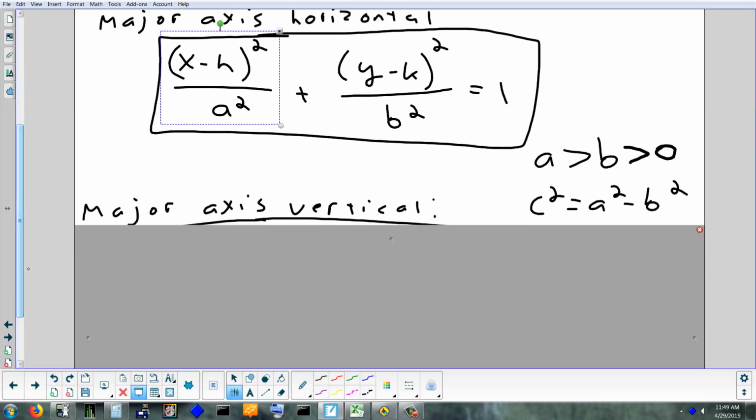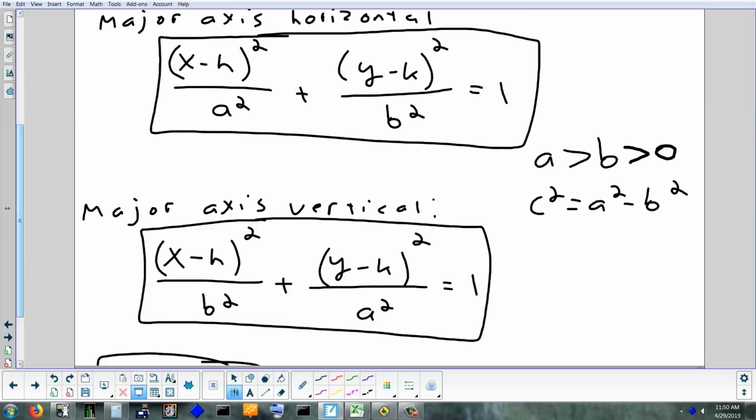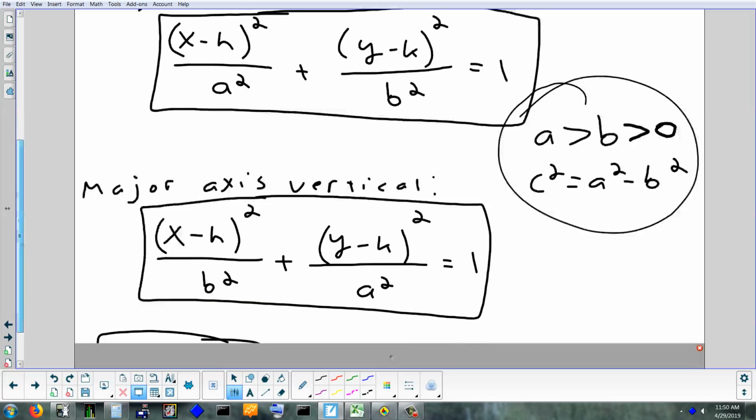So when I write the vertical equation, what do you think is going to be the only difference in all that stuff? A and b are switched. Everything else is exactly the same. X minus h squared, y minus k squared, plus equals 1. All this stuff is the same, so I'm not going to copy that over again. It's just you put the bigger number under y now. That's all.